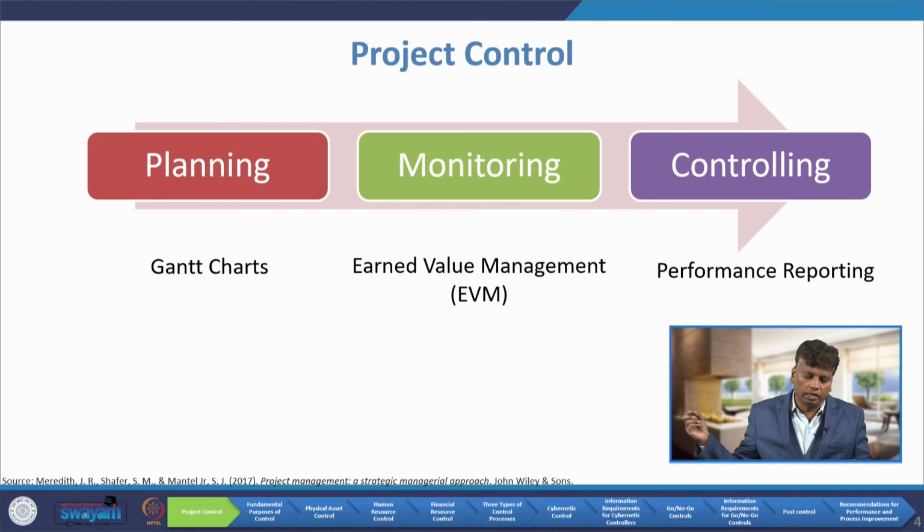Previously in my lectures we discussed various methods for planning the project. For example, one tool is the Gantt chart. Then we discussed monitoring the project. Earned value management is one way of monitoring the project. Once we monitor the project, if there is a difference between what we expected and what is actual, that is handled with the help of controlling techniques, like creating a performance report. So, what is the deviation? If there is a deviation, corrective action needs to be taken to minimize it. That is the main purpose of project control.